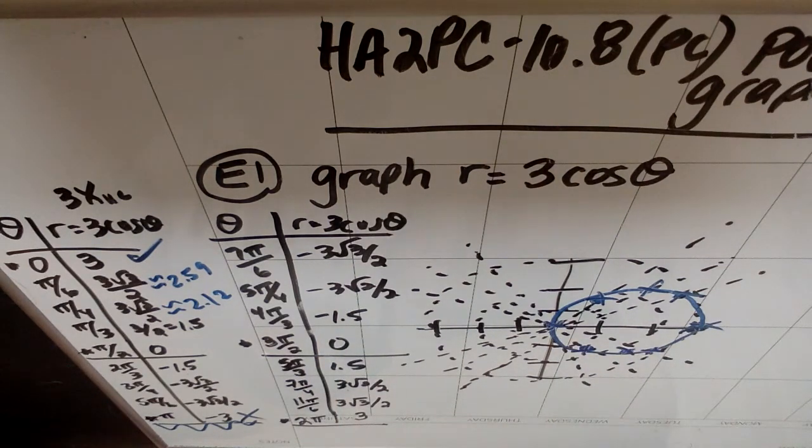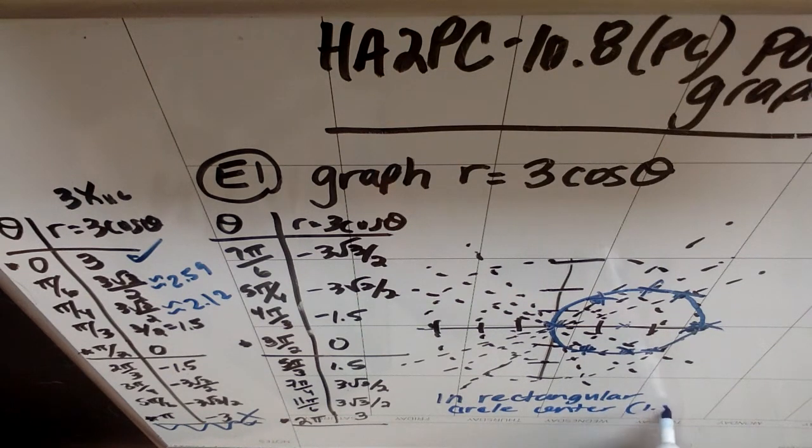So essentially this is a circle, right? This is a circle that has a diameter of 3 and seems to be centered, if we were talking about Cartesian coordinates, at the point 1.5, 0. So in Cartesian, or rectangular coordinates, this is a circle with center at 1.5, 0 and a radius of 1.5.